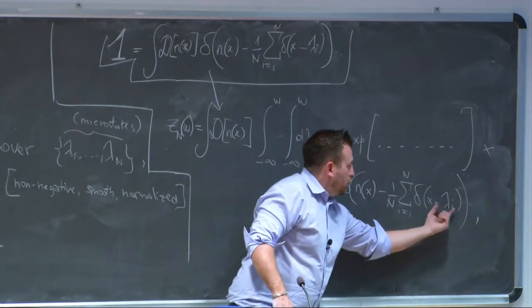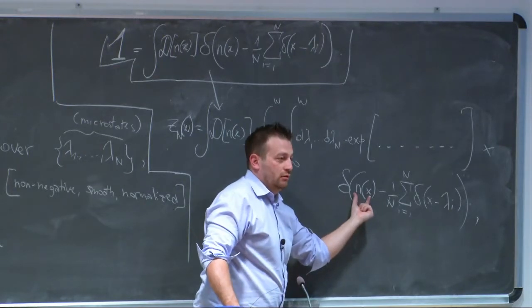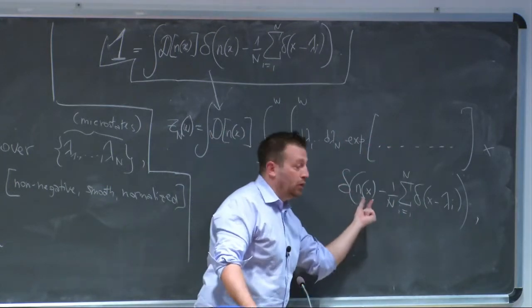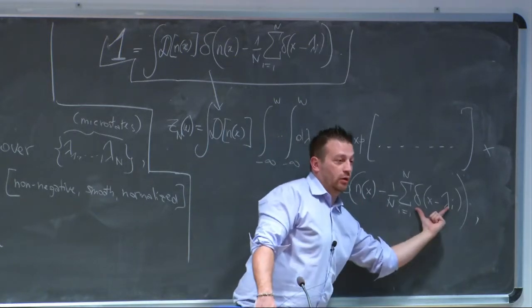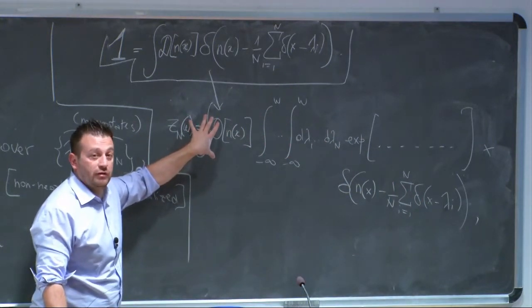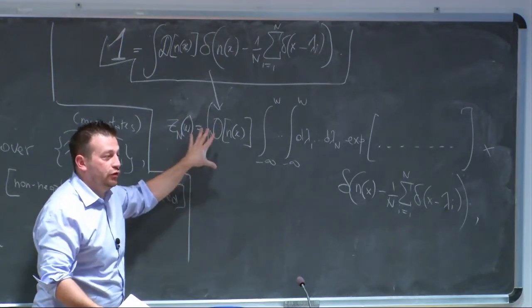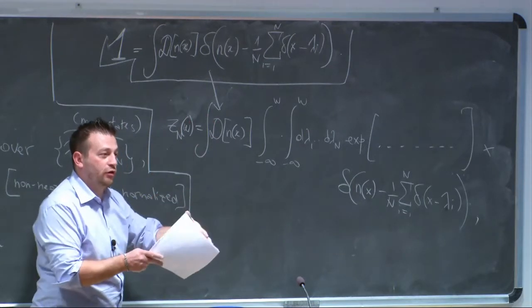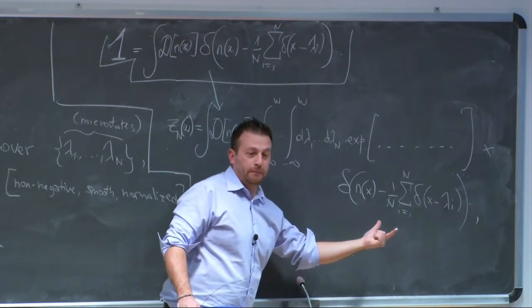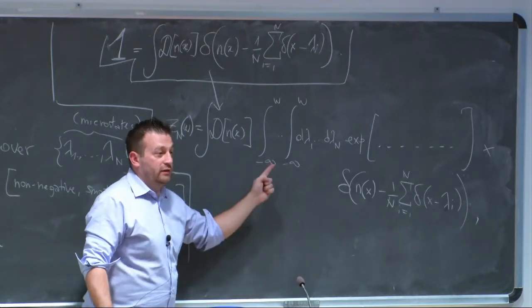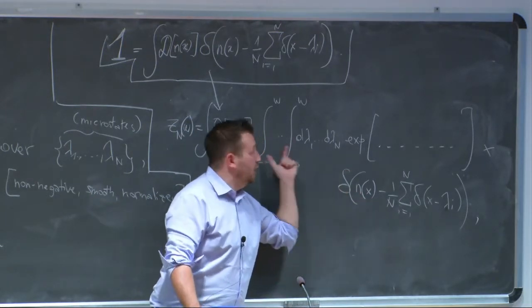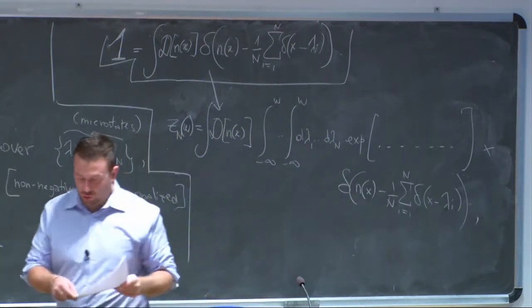So, for a given density profile n of x, I'm basically integrating over all microstates that are compatible with this density profile, because this density profile must be equal to this object. Okay, and then I'm integrating over all possible smooth, non-negative, and normalized functions. So I'm doing the initial integrations just in two steps. I'm first grouping all the microstates according to a given macrostate, and then I'm summing over all possible macrostates. But why is this trick useful? Because now we can use the property of this delta function to simplify this multiple integration. We'll show you how to do that.